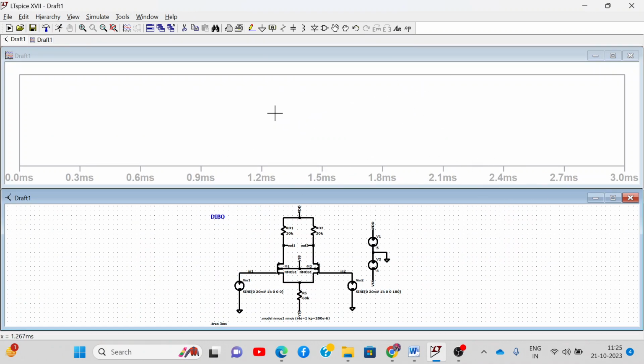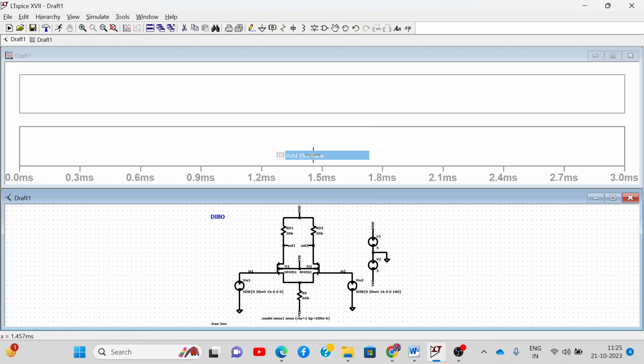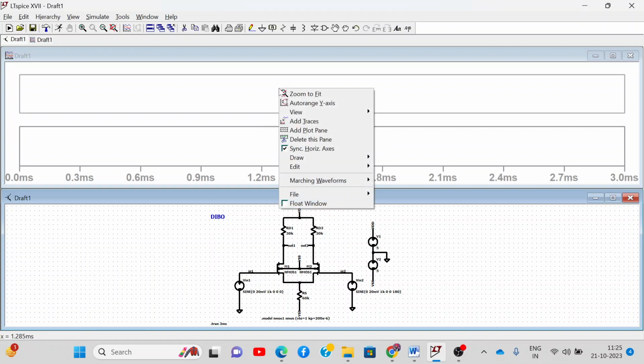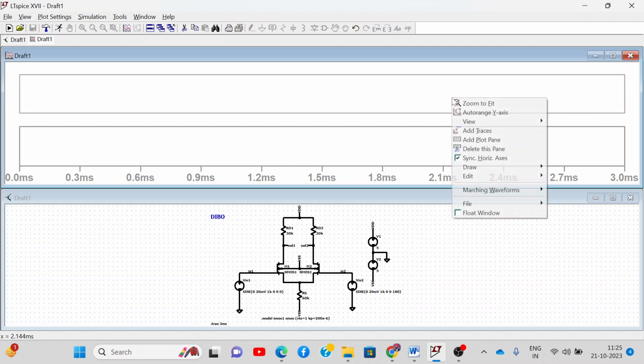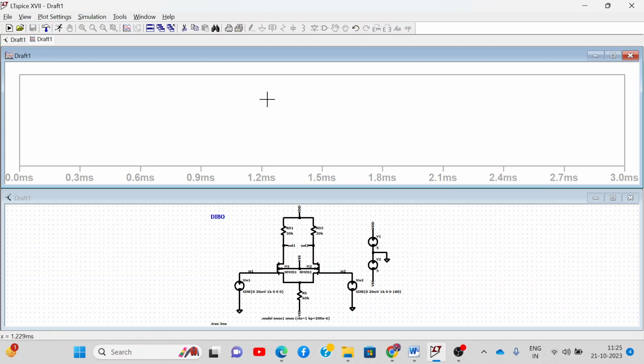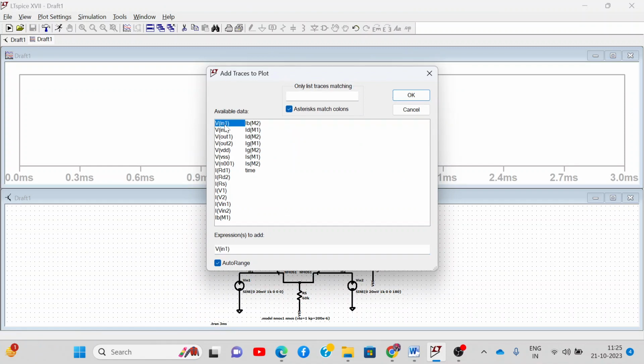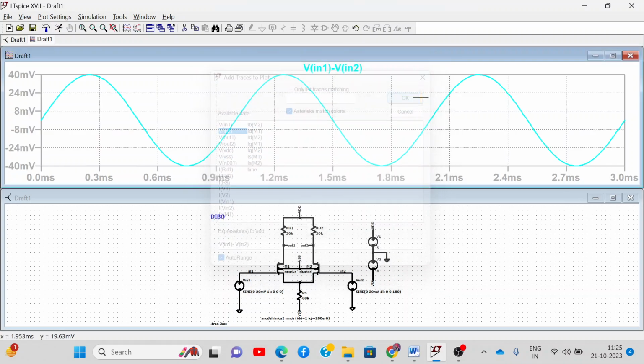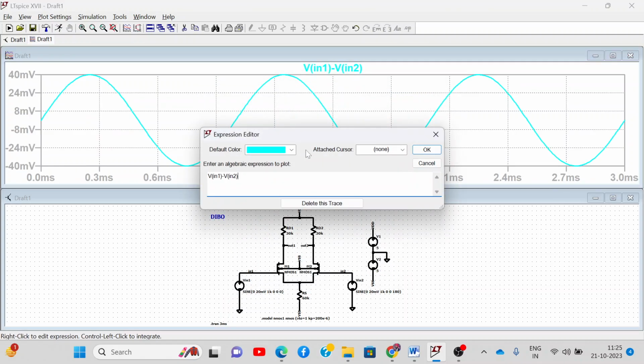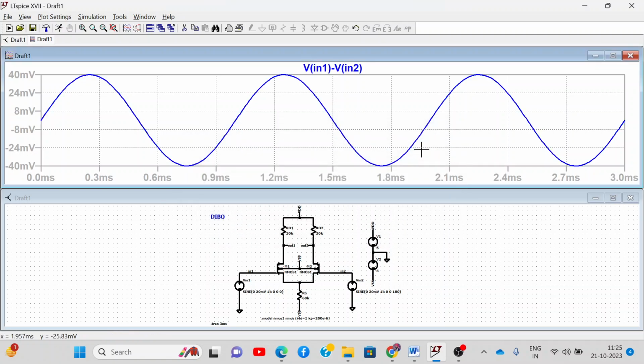So here you right click, add plot plane. On the first side, what you do is, or you can not add the plot plane at the very first place. Add trace. Now you have to plot V in 1 minus V in 2. So you can write it like this, V in 1 minus V in 2, and press OK. Alright. You see to it that you select a dark color. So this is my differential input, V in 1 minus V in 2.